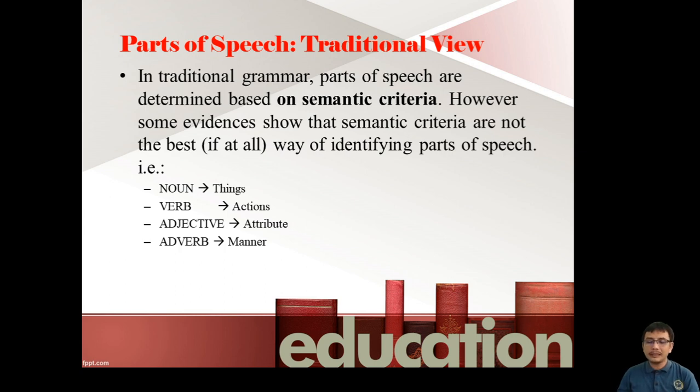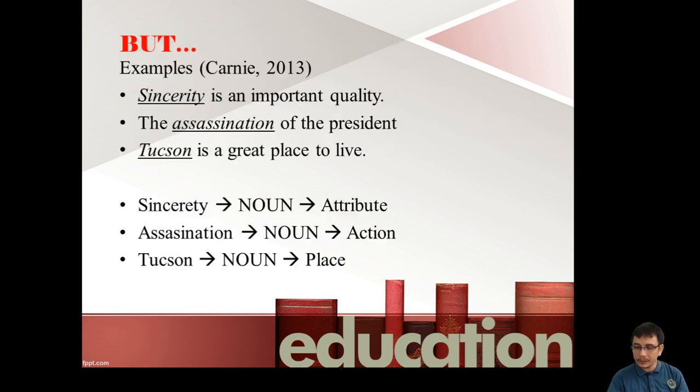However, some evidence shows that semantic criteria are not the best way of identifying parts of speech. There is something wrong with the criteria. Let me show you some sentences from Carney. The first sentence: sincerity is an important quality. In this sentence, sincerity should be considered a noun. It belongs to the noun category, but we have a feeling that the word sincerity refers to an attribute of somebody. It's a characteristic, right? But it is not an adjective.